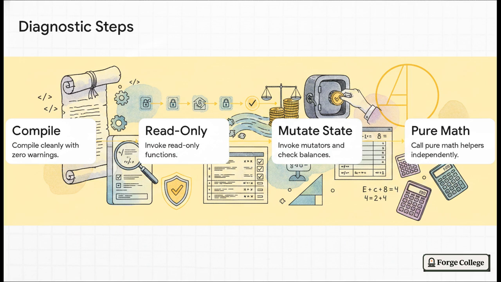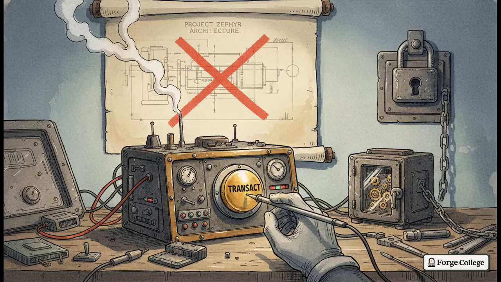Step 3, invoke your state-mutating entry point, like deposit2, and then check the balance again to verify the state actually updated. And finally, step 4, call your pure math helpers independently to ensure they return the correct results without needing any state setup. If all 4 steps pass, you know your internal helpers are completely hidden and your external controls work perfectly. Now just a few quick debugging tips from the trenches.